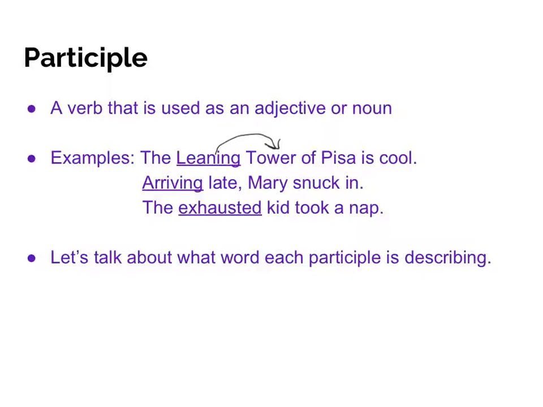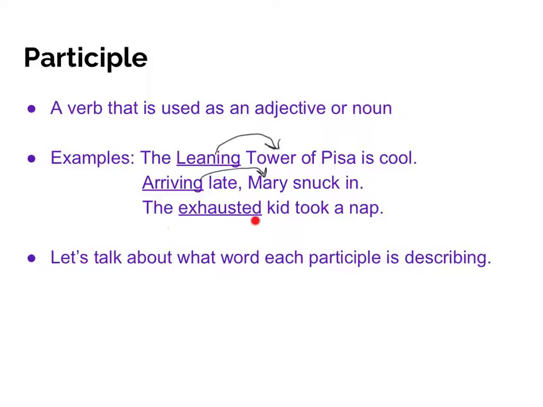So arrive could be a verb. I could say, I arrive late to class. In this case, though, this verb arriving is used to describe Mary. What is she doing? She's arriving late. That would describe Mary. Here's the other one.